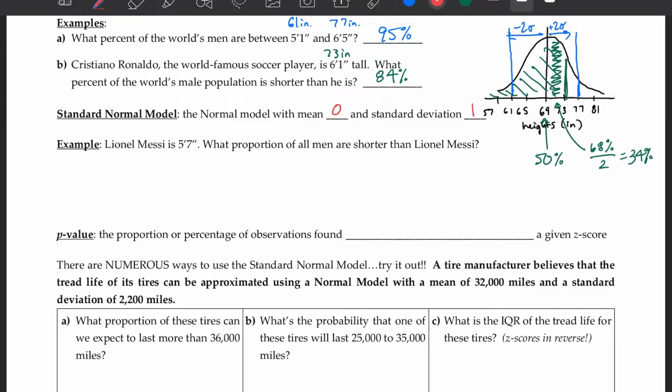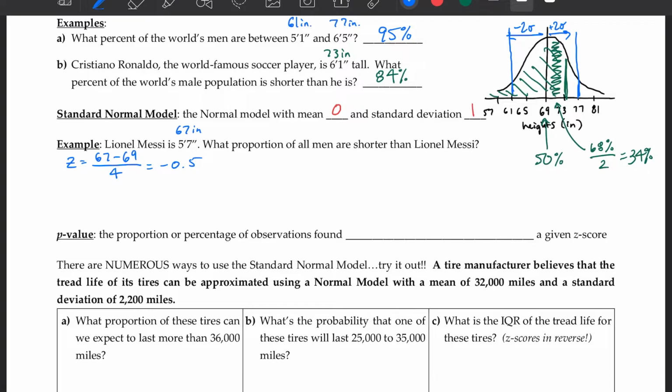So let's jump into another example and see where the empirical rule fails us and what our new tool is. So Lionel Messi, that's another soccer player. He is 5'7". So what proportion of men are shorter than Lionel Messi? Well, let's do what we did before. Let's first find our z-score, like we did with Robert Wadlow. So Messi, 5'7", that's going to be 67 inches. So we have 67 minus the average of 69, all over a standard deviation of 4, which gets us negative 0.5.